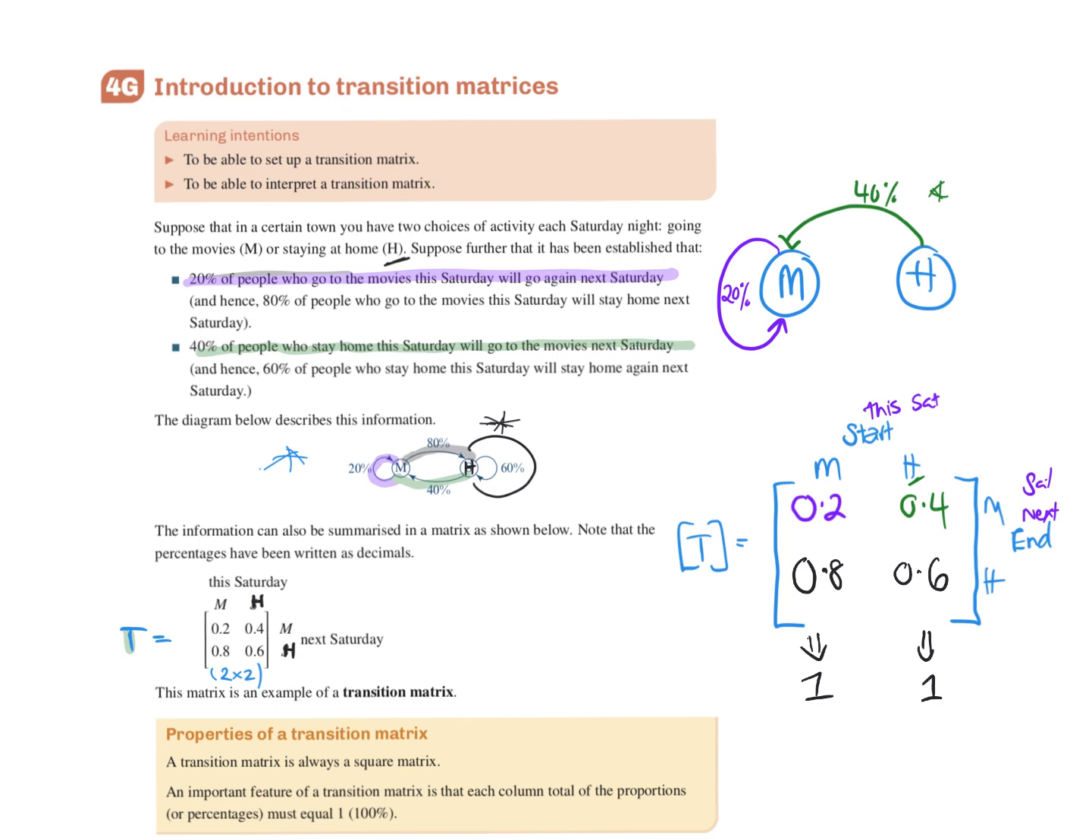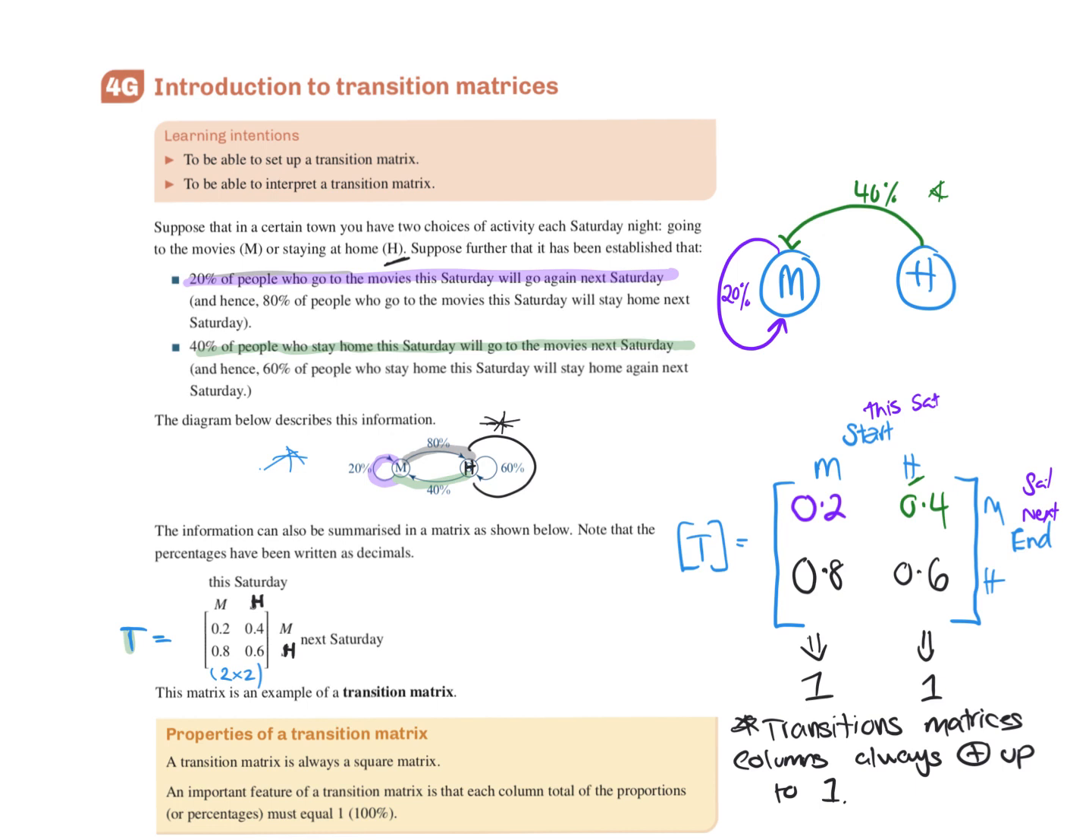So transition matrices. You might want to write a note here: transition matrices, columns always add up to 1, okay? And we can see we change the percentages to decimals when we put it into a matrix.